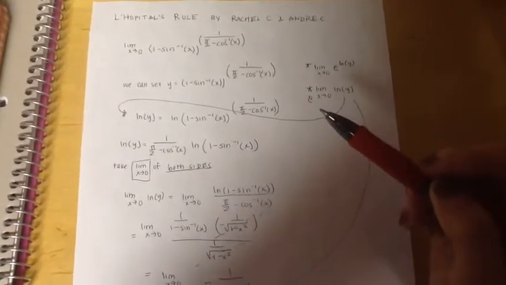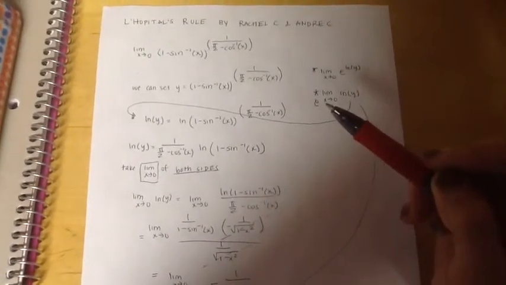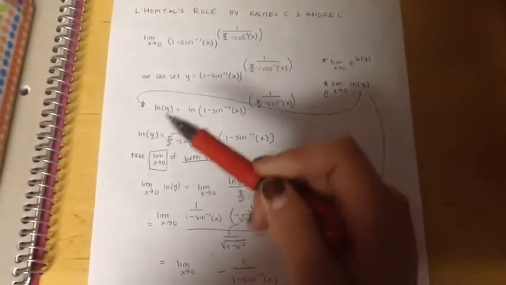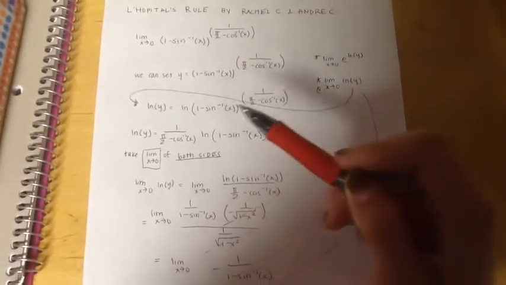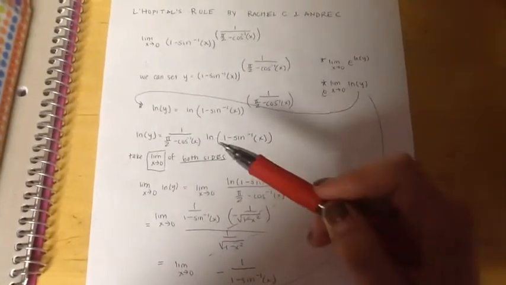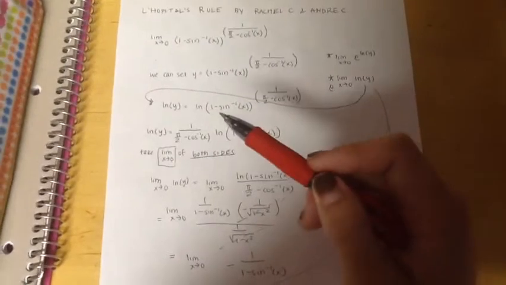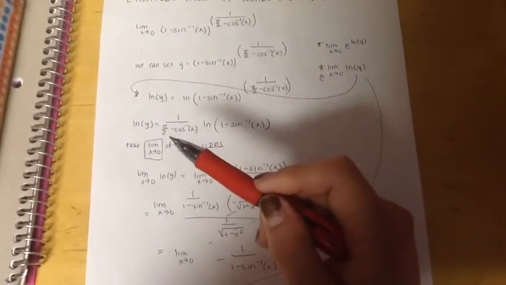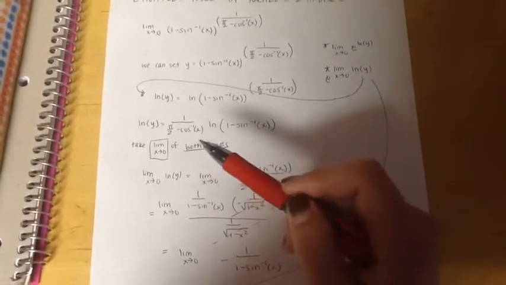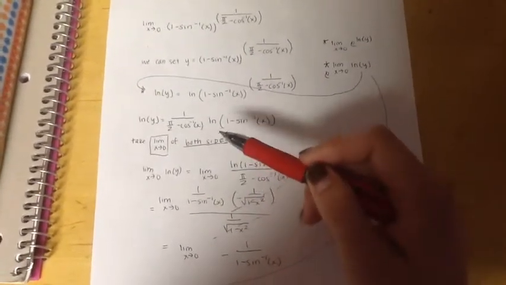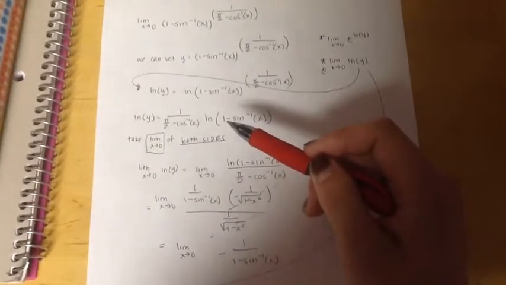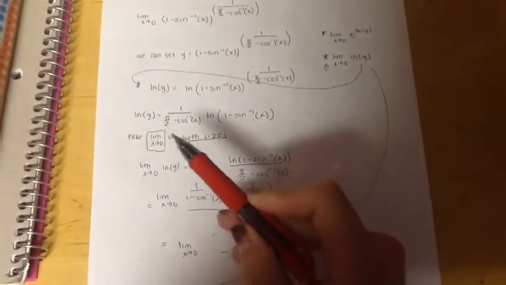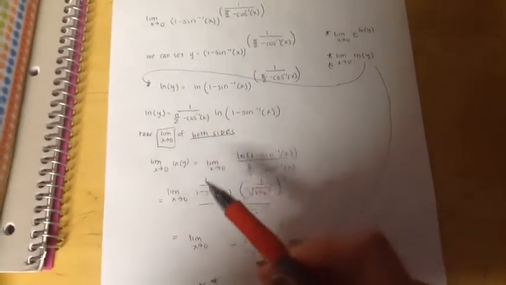We can further explain this as e to the limit as x approaches 0 of the natural log of y. Now, if we take the natural log of our y, we get 1 over (pi over 2 minus the inverse of cosine of x), times the natural log of (1 minus the inverse of sine of x). So now that we have that, we can take the limit as x approaches 0 of both sides.